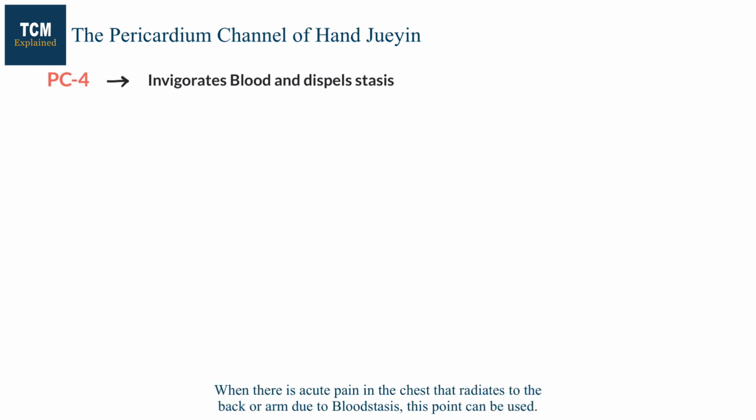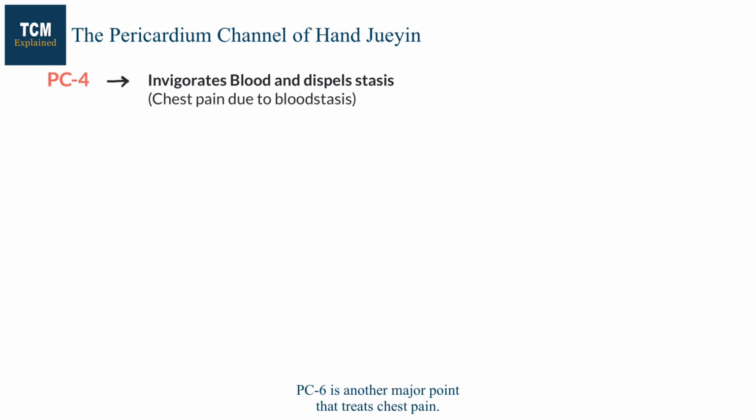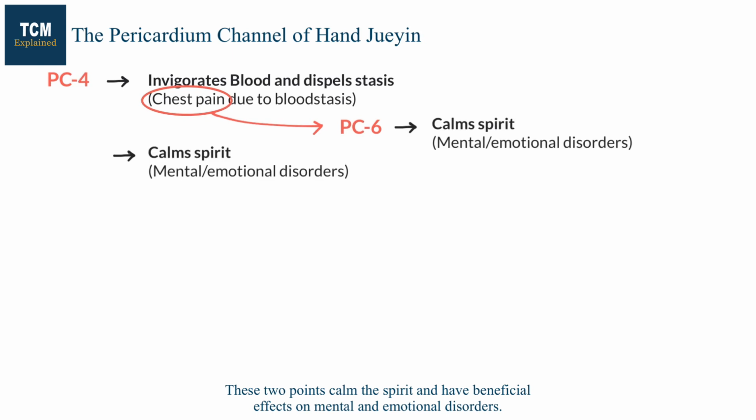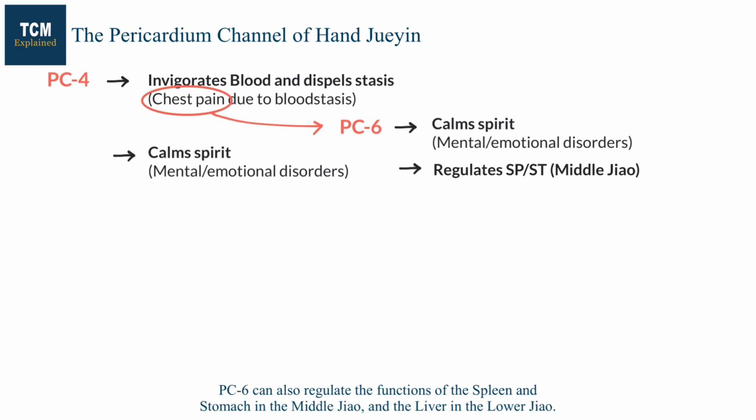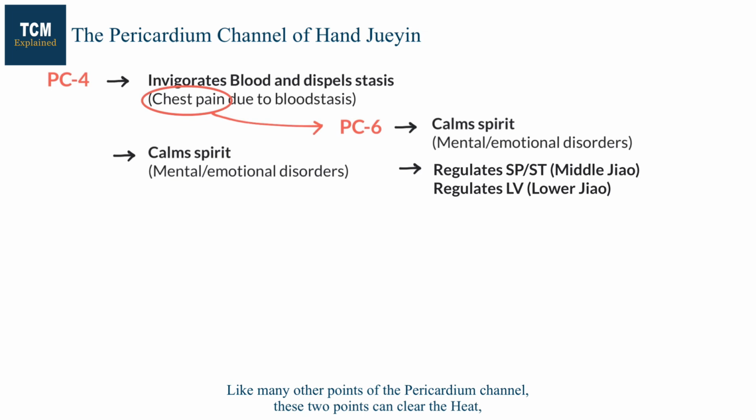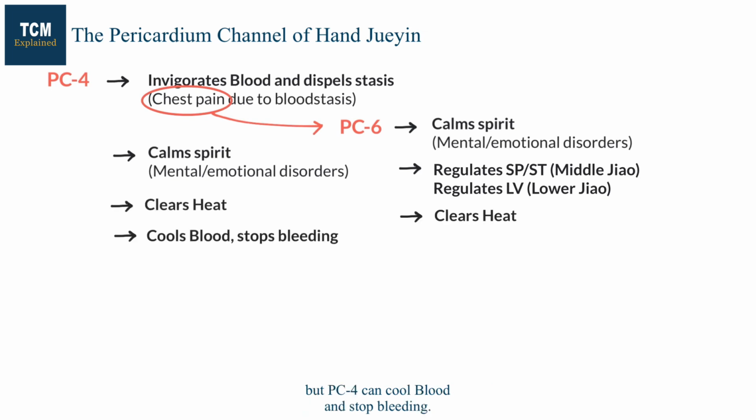When there is acute pain in the chest that radiates to the back or arm due to blood stasis, this point can be used. PC6 is another major point that treats chest pain. These 2 points calm the spirit and have beneficial effects on mental and emotional disorders. PC6 can also regulate the functions of the spleen and stomach in the middle jiao and the liver in the lower jiao. Like many other points of the pericardium channel, these 2 points can clear the heat, but PC4 can cool blood and stop bleeding.